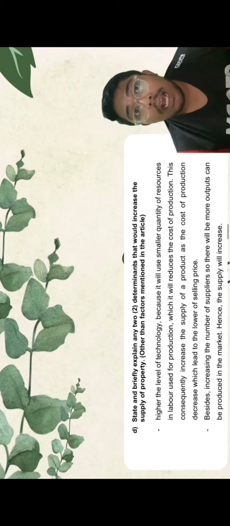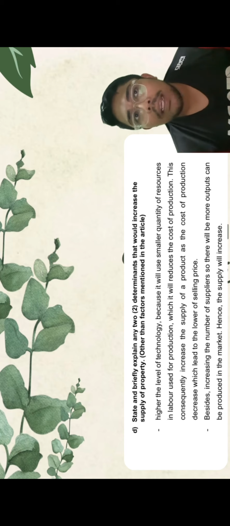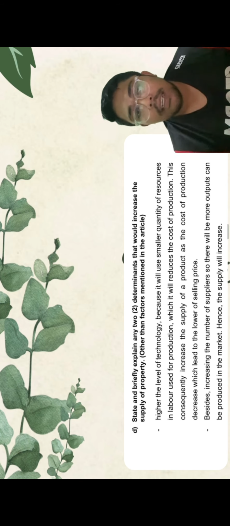The first one is a higher level of technology, because it will use a smaller quantity of resources and labor used for production, which will reduce the cost of production. This consequently increases the supply of a product as the cost of production decreases, which leads to a lower selling price. The second one is an increase in the number of suppliers, so there will be more output produced in the market. Hence, the supply will increase.